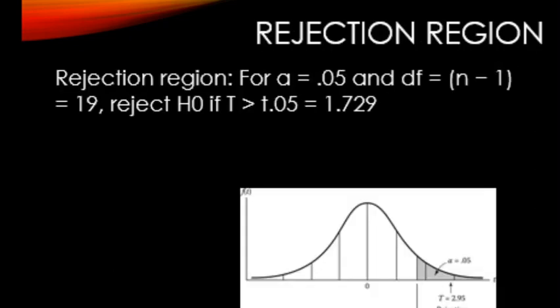Okay, now here again, if you were to use the rejection region approach, this is what it would look like. Our rejection region would be on the right hand side, alpha is 0.05. So this top 5% of the area, which corresponds to a T of 1.729 with degrees of freedom 19. So if the calculated value is above 1.729, then we will reject the null. If it's less than 1.729, we will fail to reject the null.